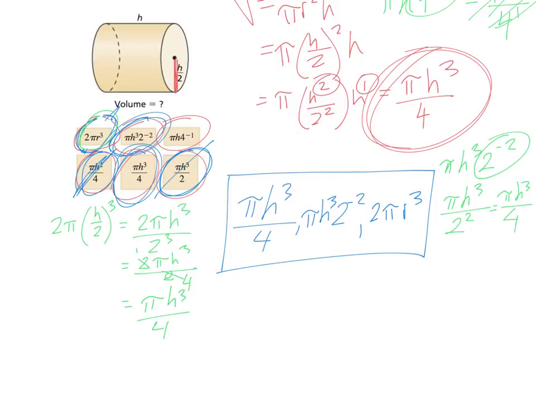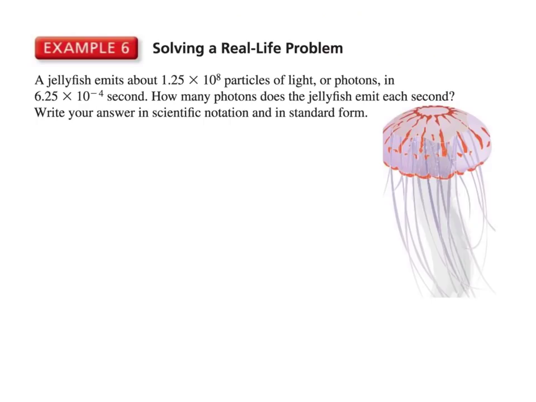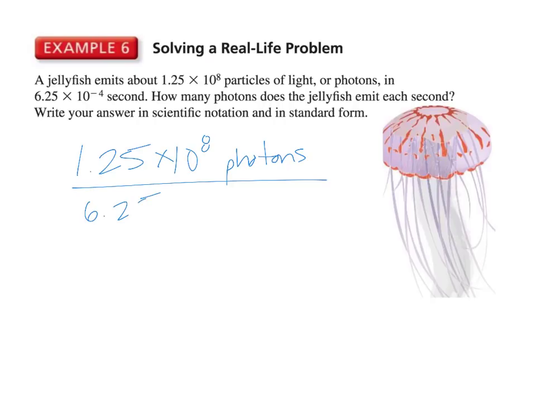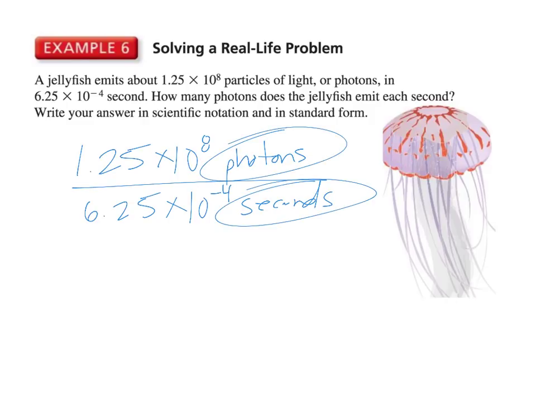All right, going on to the last example. A jellyfish emits about 1.25 times 10 to the 8 particles of light, or photons, in 6.25 times 10 to the negative 4 seconds. How many photons does the jellyfish emit each second? Okay, interesting. So we have 1.25 times 10 to the 8, you could say photons, over 6.25 times 10 to the negative 4 seconds. All right, so this is photons per this amount of seconds. All right, they want to know per 1 second, though. So I'm going to have to simplify this ratio here.